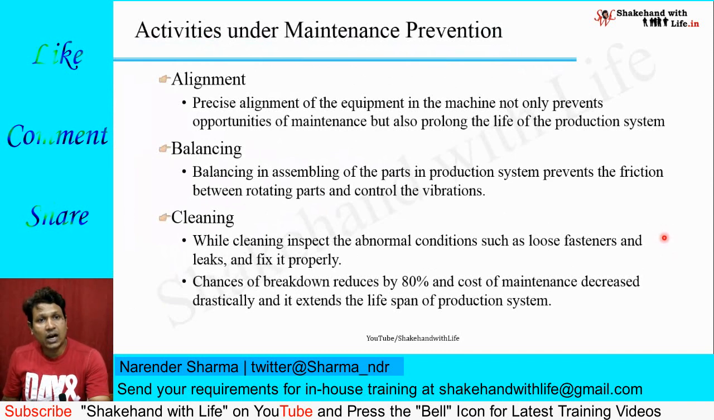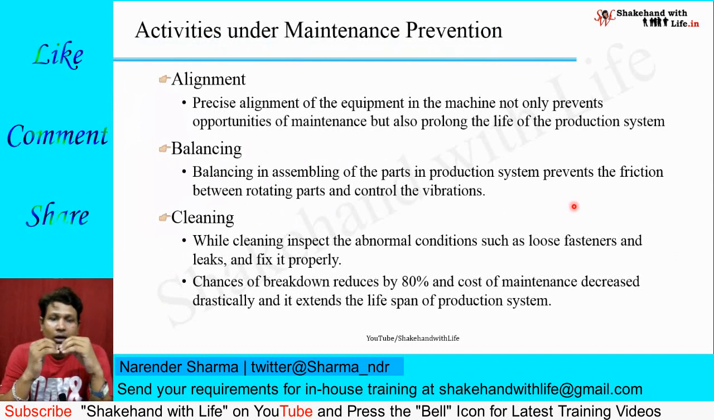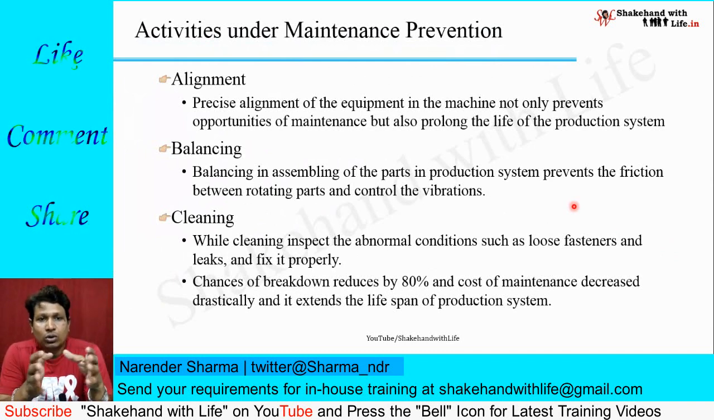Now, what activities are included in the maintenance prevention? First, the alignment. The maintenance team must ensure that all the equipment in the machine is aligned in a precise manner so that the opportunities for maintenance in the production system lessen and it improves the lifespan of the production system.